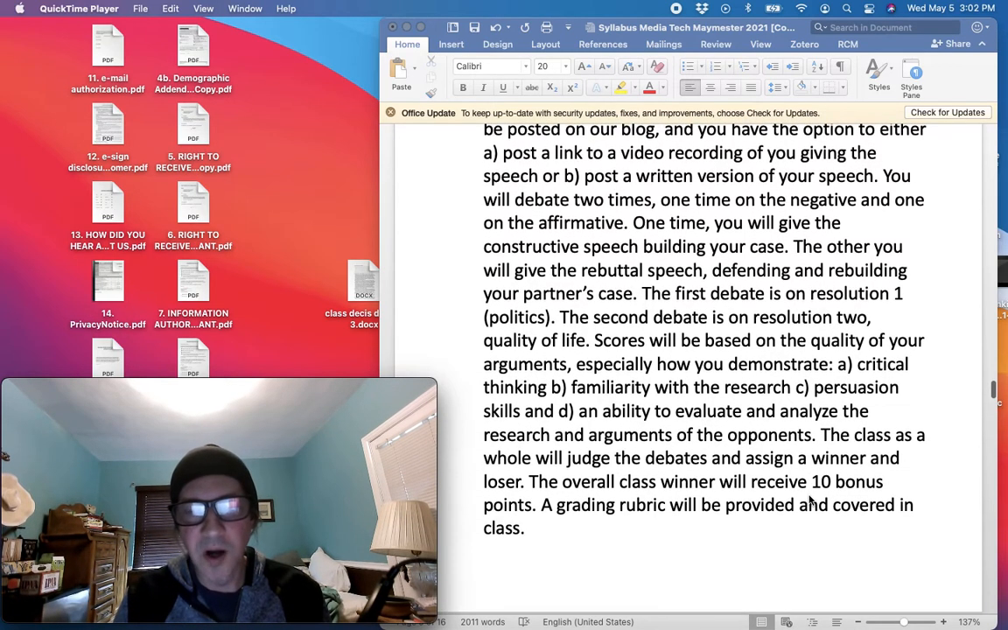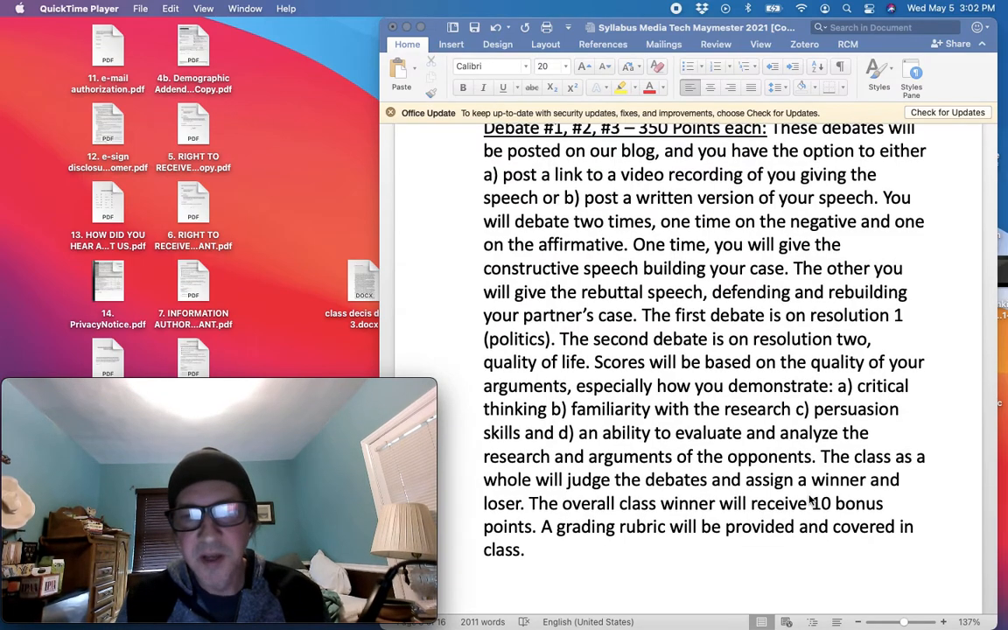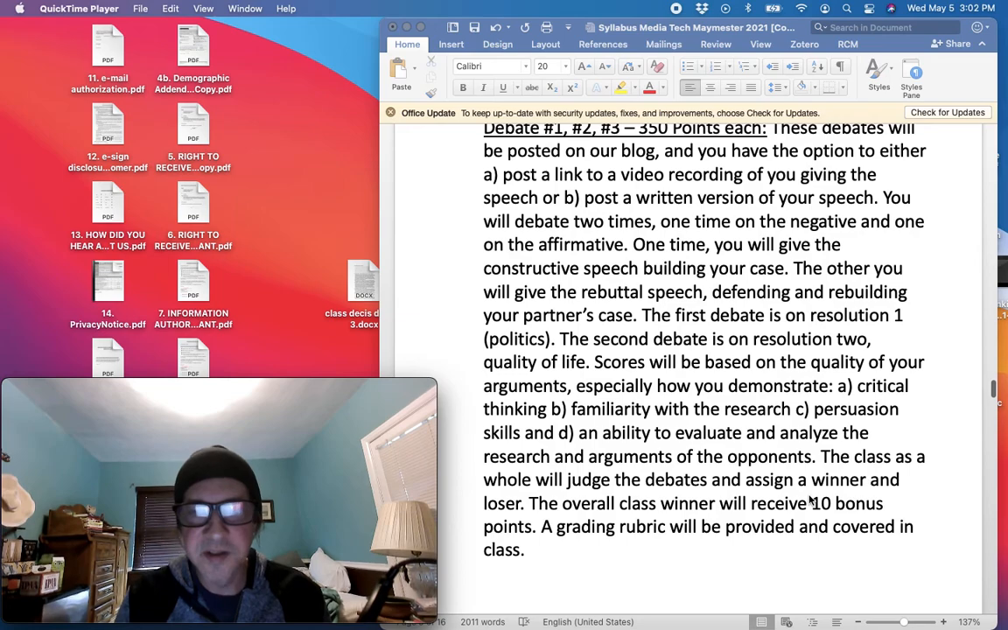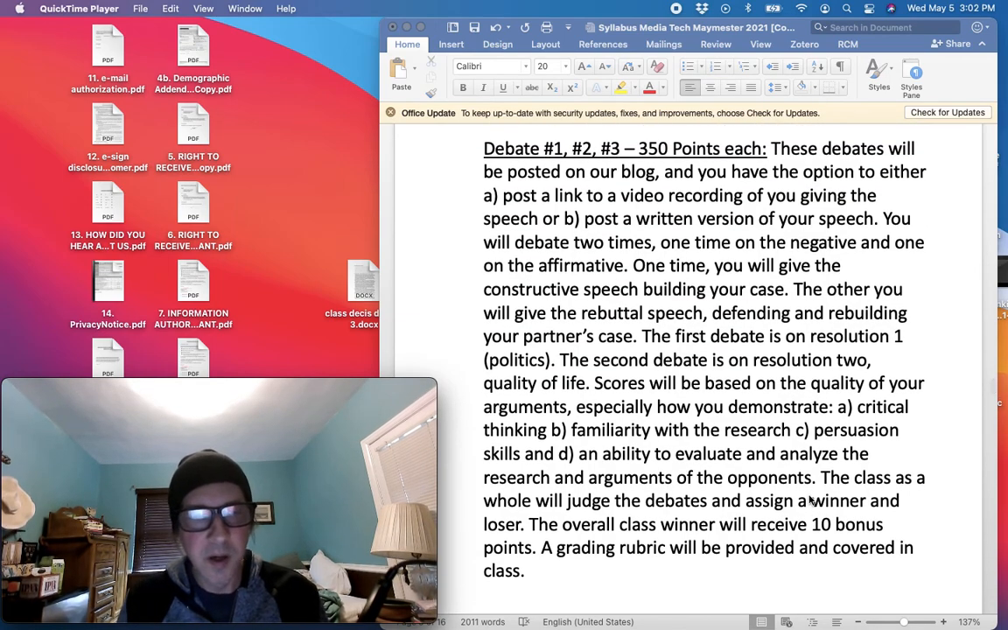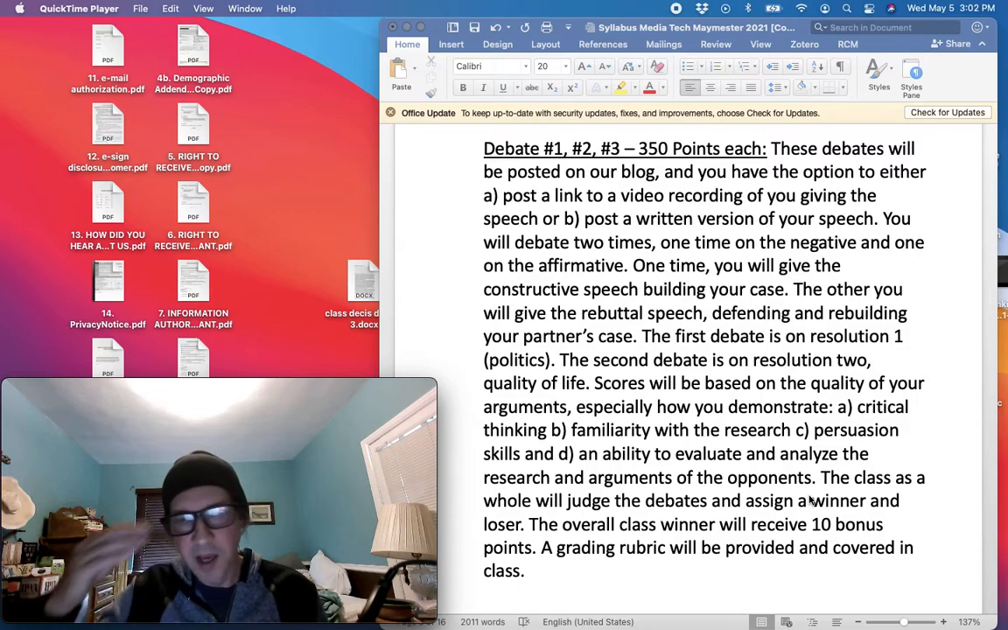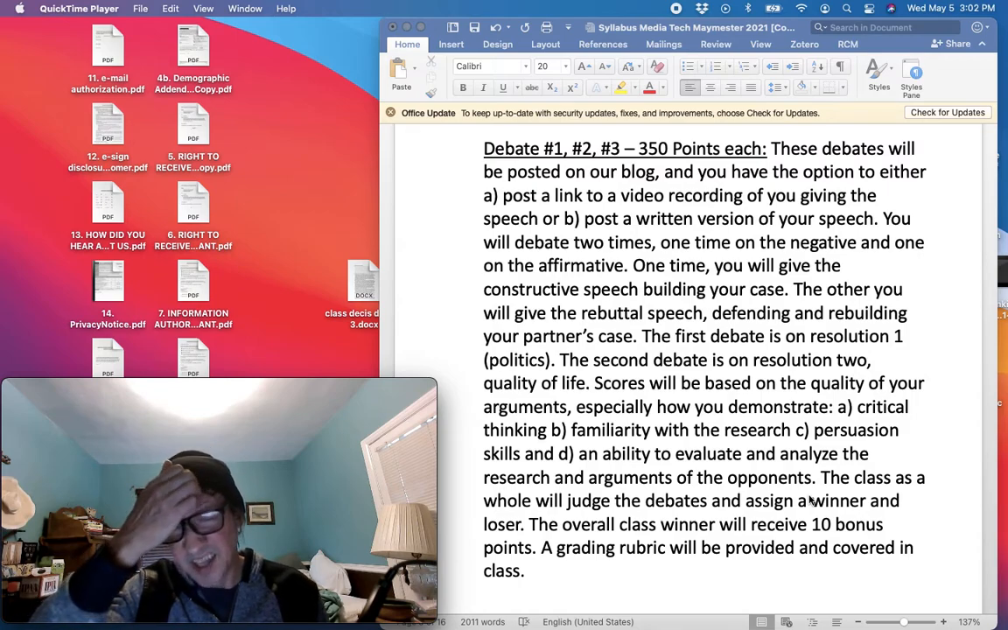And you'll also be judging these debates yourself. And if you win the class vote, you'll get some extra credit for winning that decision. I've posted a grading rubric for the debates on Canvas already, so be sure to check that out. It has details on sort of what an A debate looks like, what a B debate looks like, how many sources you need to use, how long it should be, etc.